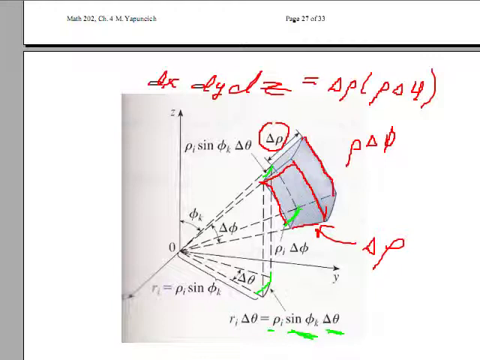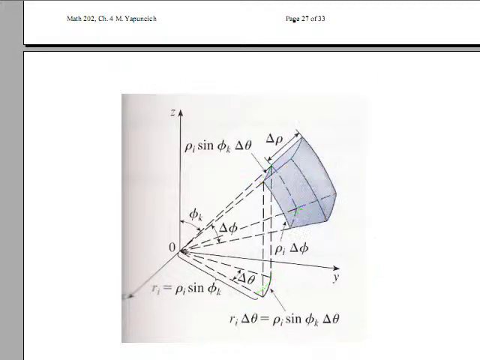delta theta. So here's the last term. It's rho sine phi d theta. Let me write that all over again for you. The whole idea is that you're changing the rectangular box-like element in Cartesian coordinates dx, dy, dz into this wedge-shaped three-dimensional volume element.